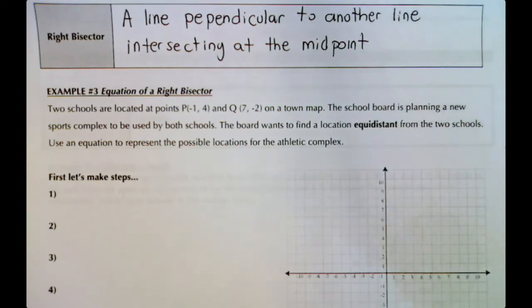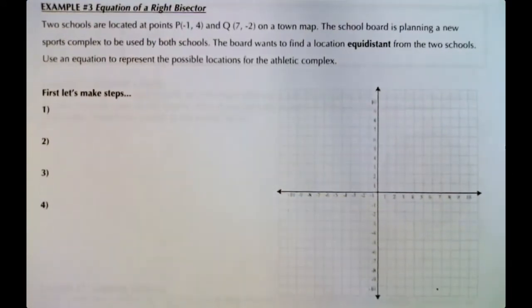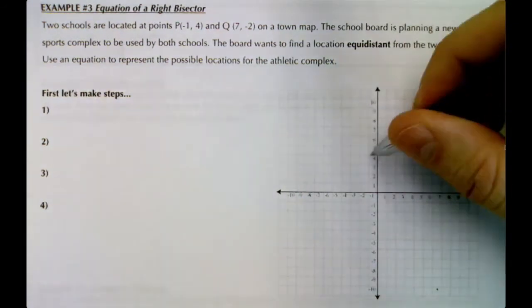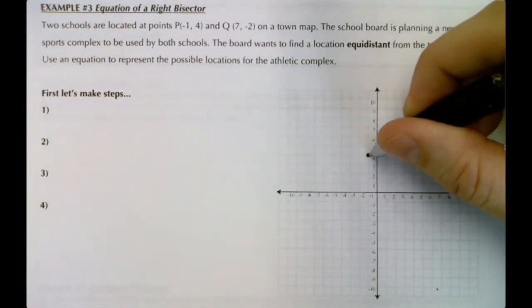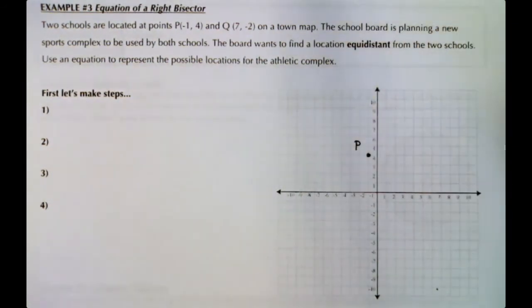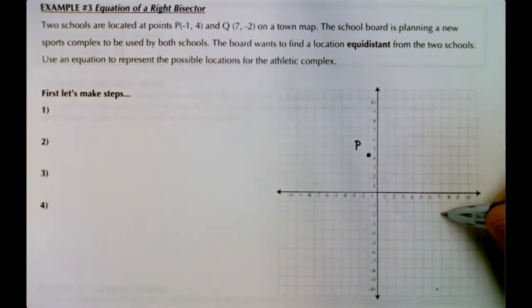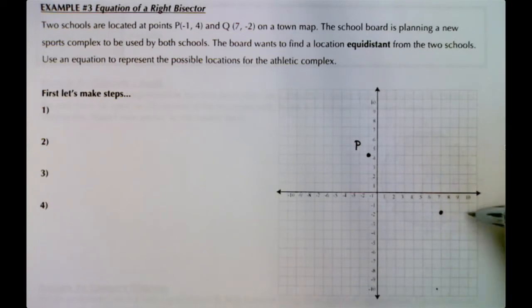We're going to use our knowledge of geometry and lines to come up with some steps, and then we're going to follow the steps to get an equation. So let's first look at a right bisector. Two schools are located at points P and point Q. Point P is negative 1, 4. So if I graph that, that would be right here. And point Q is 7, negative 2, which would be right here.